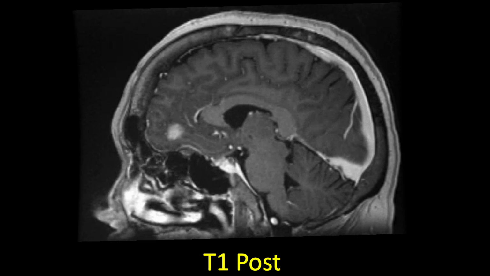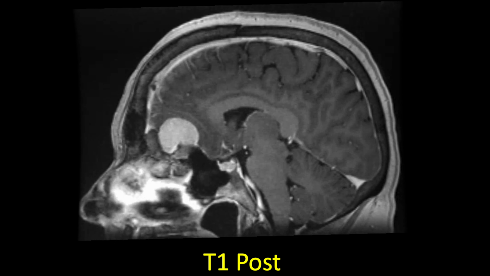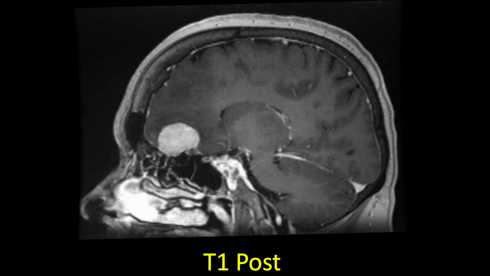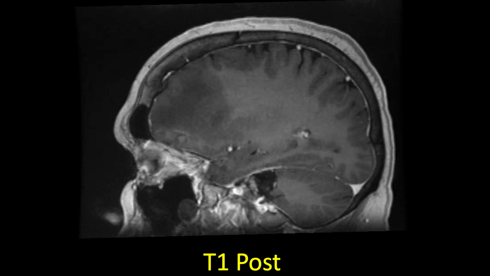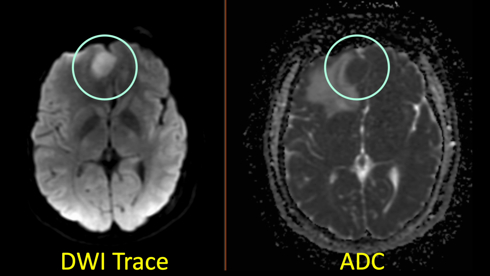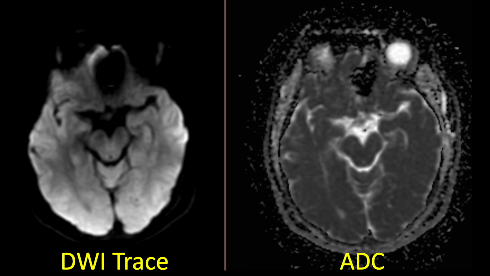This is an example of a meningioma arising off the anterior cranial fossa, a so-called planum sphenoidale meningioma. Notice how it's pushing on the brain from the outside, instead of arising within the brain itself. If we look at the diffusion-weighted images, we can see there is indeed restricted diffusion within the mass. But wait a second, let's go back.